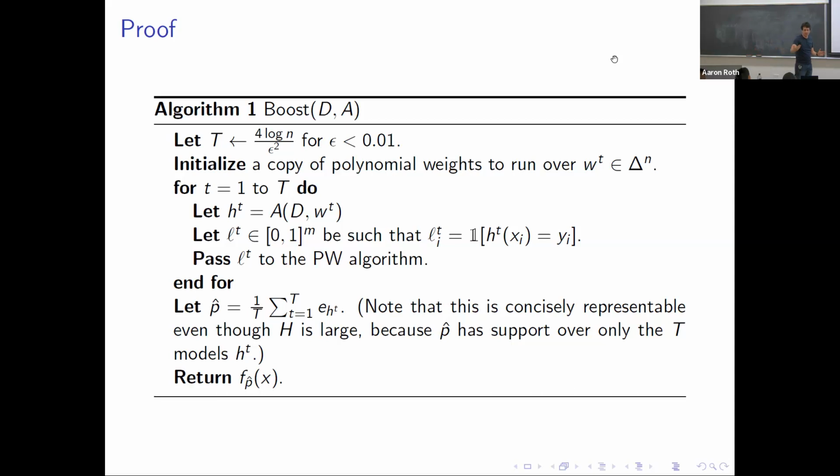And so for our final majority vote classifier, all we do on a new example is feed the example into every one of the log n hypotheses output in this list. And if at least 50% of them predict 1, we predict 1, otherwise we predict 0. So it's actually an extremely simple prediction rule at the end. It's just a majority vote over the log n hypotheses output by the weak learning algorithm in this dynamic.